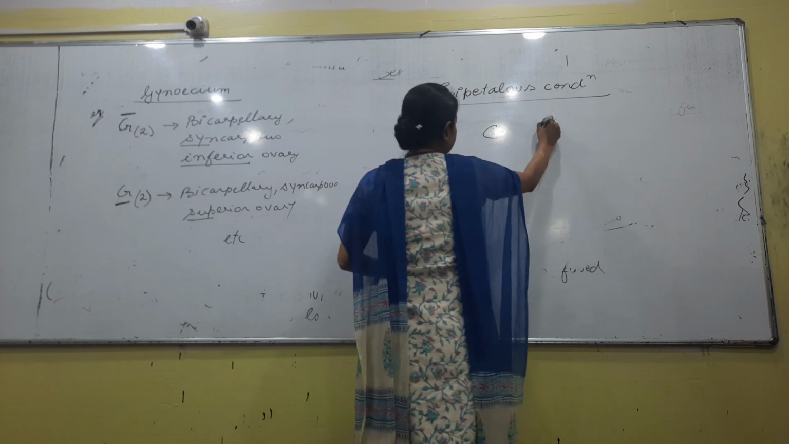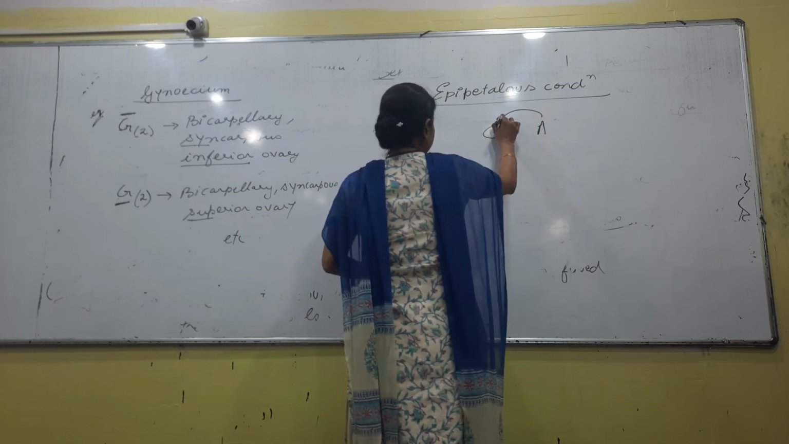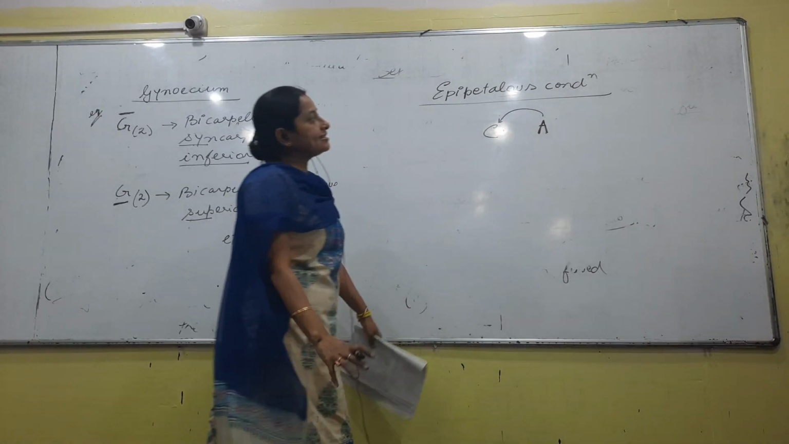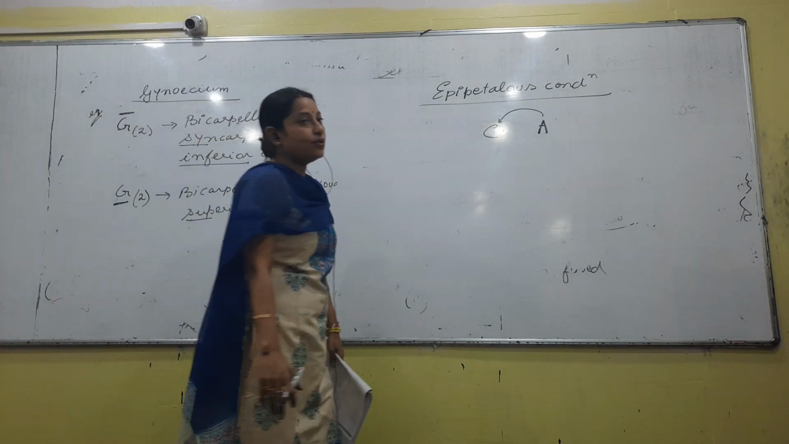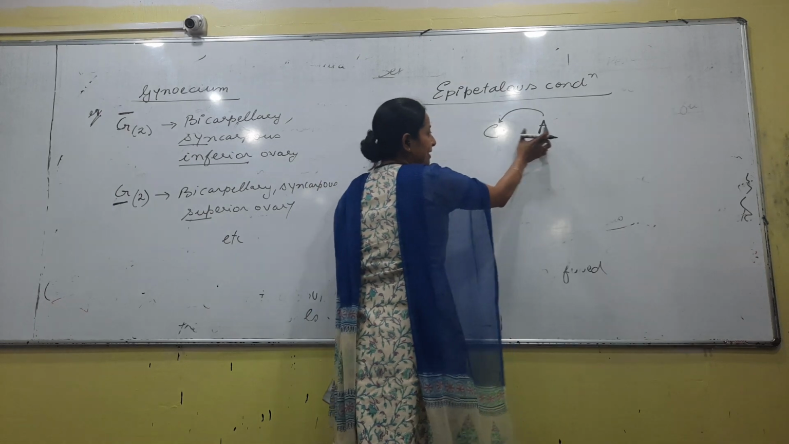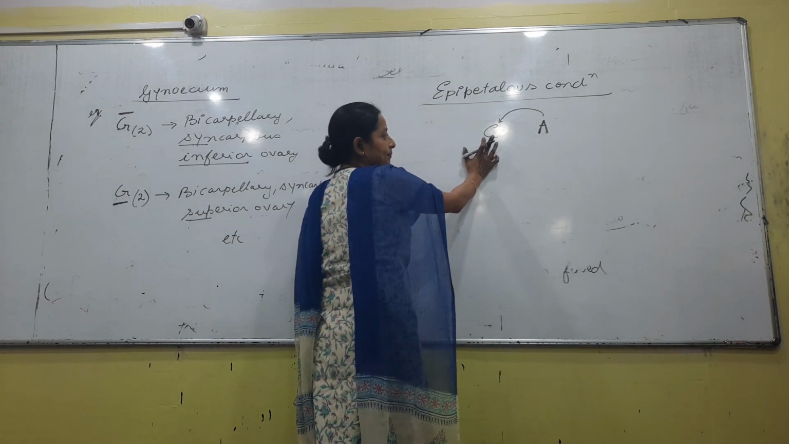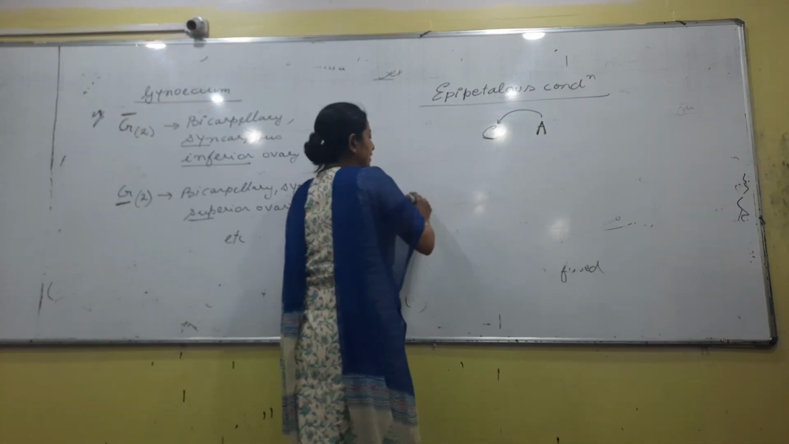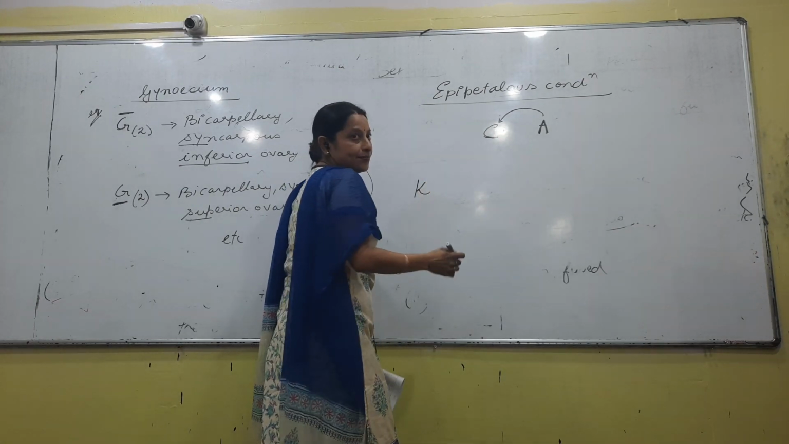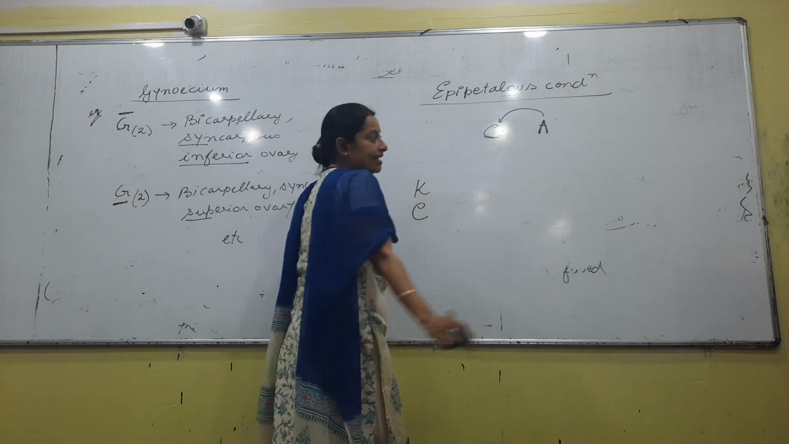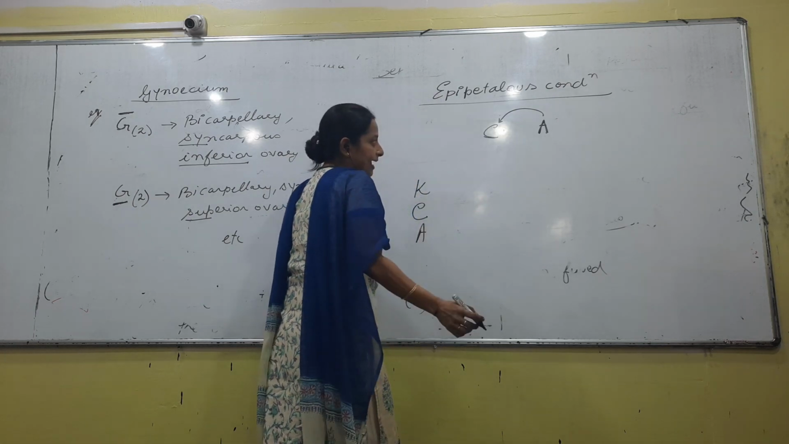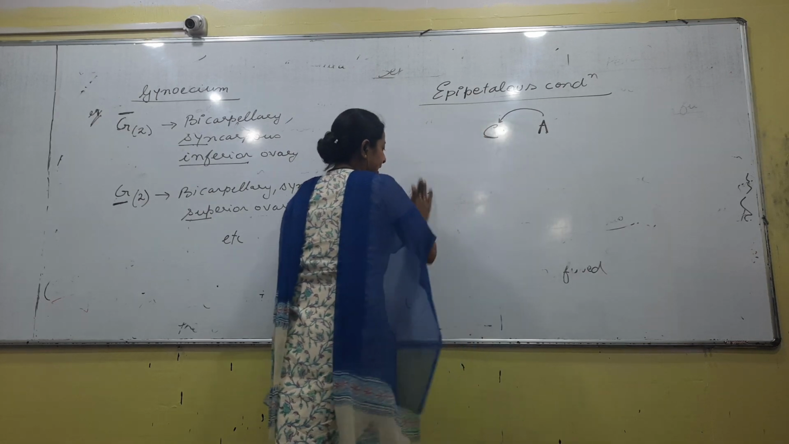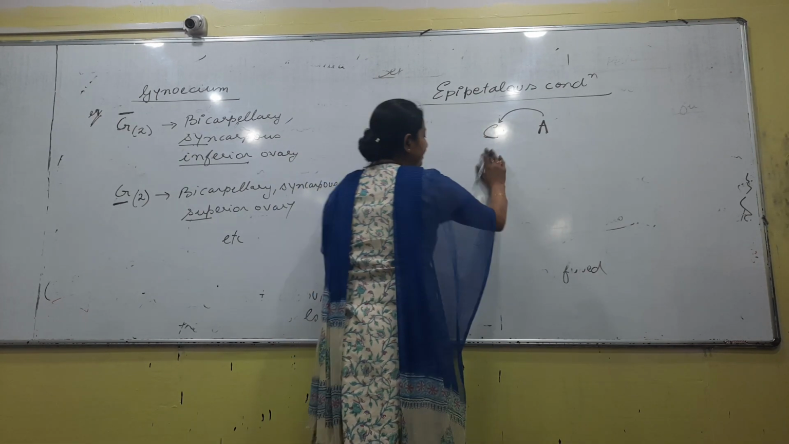If something is written like this, it's said to be epipetalous. What does it denote? It denotes that the stamen is attached with the corolla, because we know calyx is represented by K, corolla represented by C, androecium represented by A. So you have the stamen that is attached with the petals, and this is what is called epipetalous. The condition to write is this one.